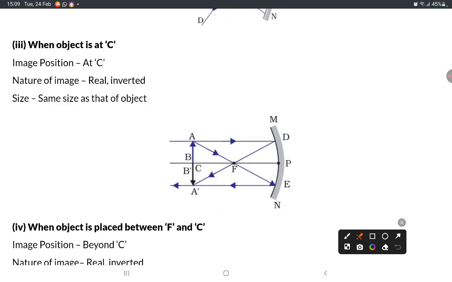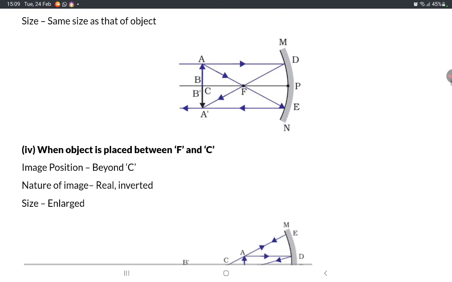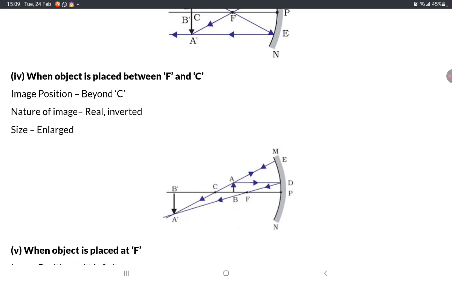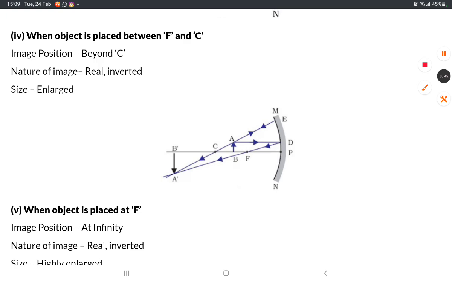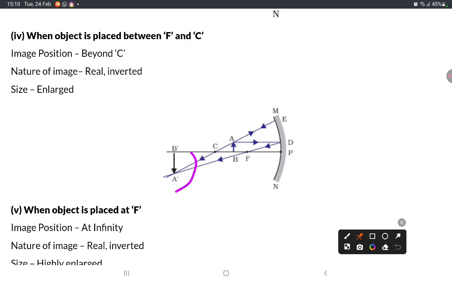When an object is placed between F and C, the image position is beyond C. The nature of the image is real and inverted, and the size is enlarged.